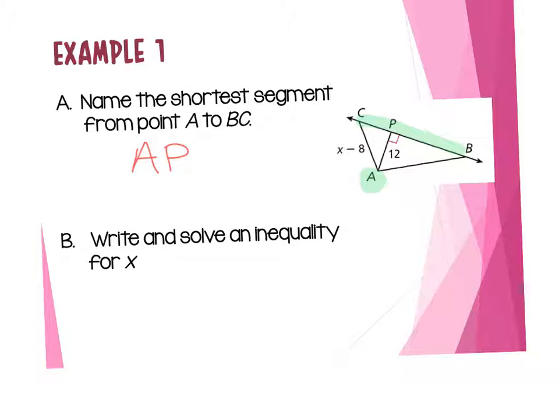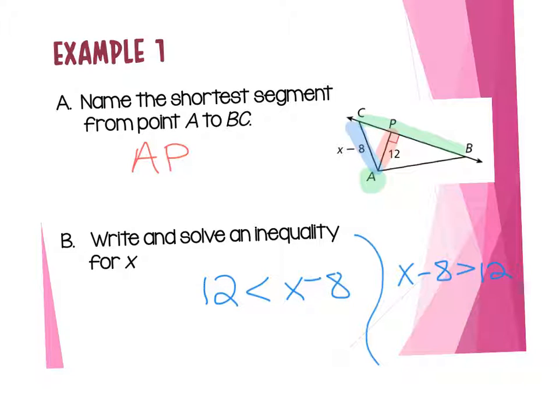Greater than, less than, right? Does that make sense? So if I'm writing and solving an inequality, then I'm going to say that the shortest segment would be this, and one longer than it would be this, which means you can write it two ways. 12 is going to be less than x minus 8. Or you could have said x minus 8 is going to be greater than 12. Those both have the same meaning.